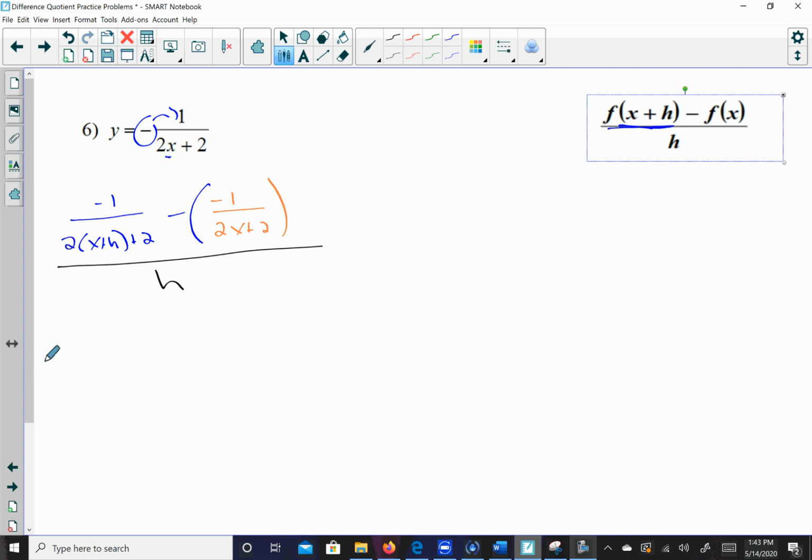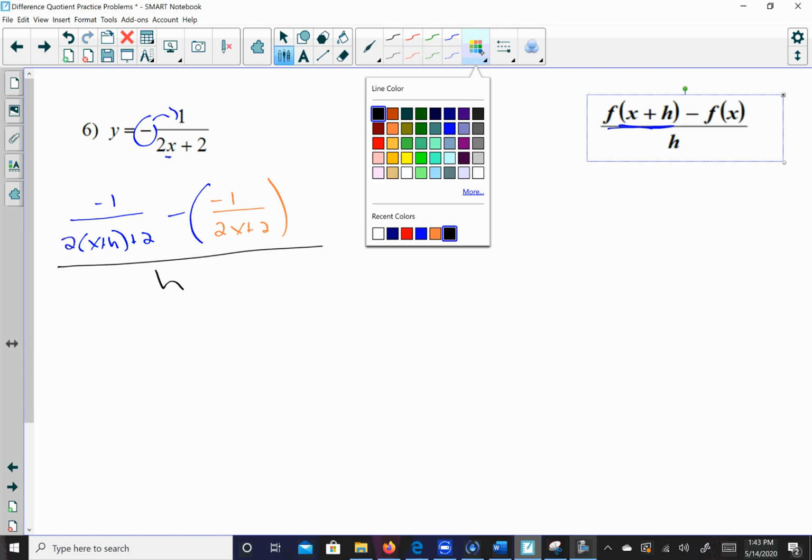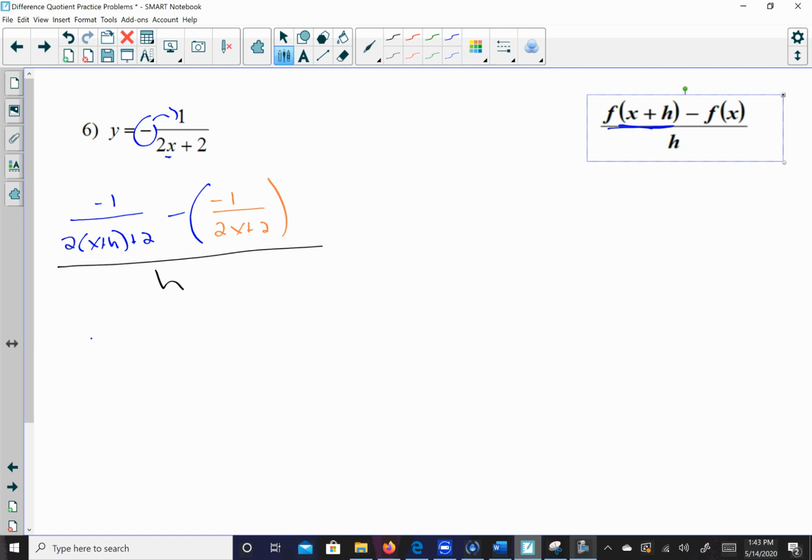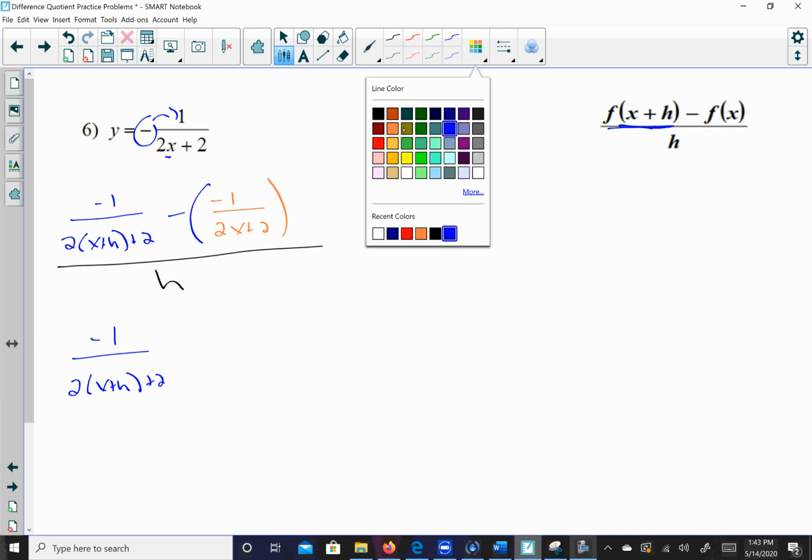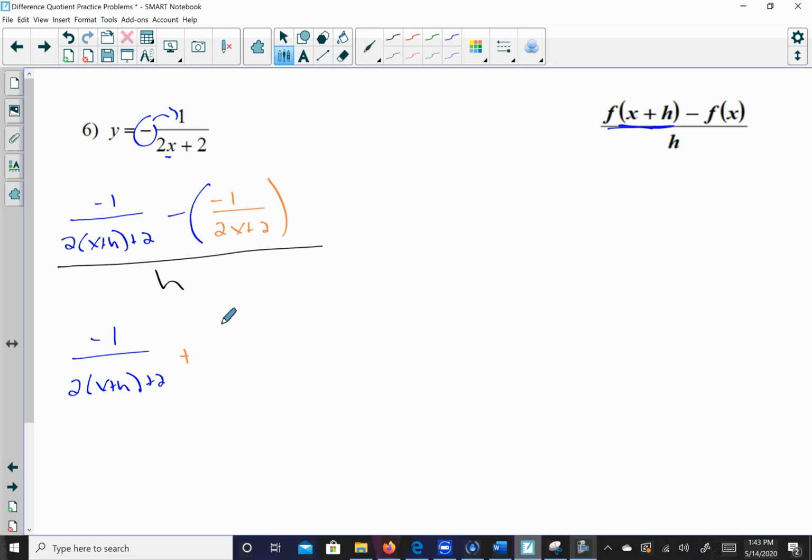In order to have these fractions here, I'm going to rewrite it for just one brief moment. So this is negative 1 over 2 times x plus h. I could distribute the 2 if I wanted to, but I'm not going to. Then this will be plus, because the negative times the negative will make that a positive. So this will be plus 1 over 2x plus 2. And then this whole thing is over h. Again, we're going to worry about that over h later.